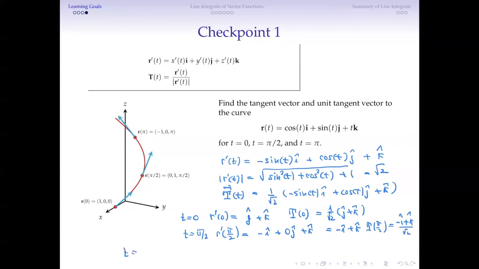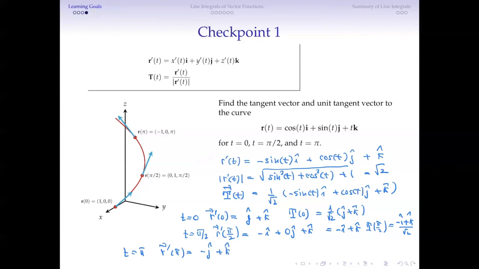Finally, when t equals pi, the tangent vector at pi, going back to the original formula for the tangent vector, is, let's see, minus sine of pi is 0, so there's no i component. Cosine t times j is going to be minus j plus k.